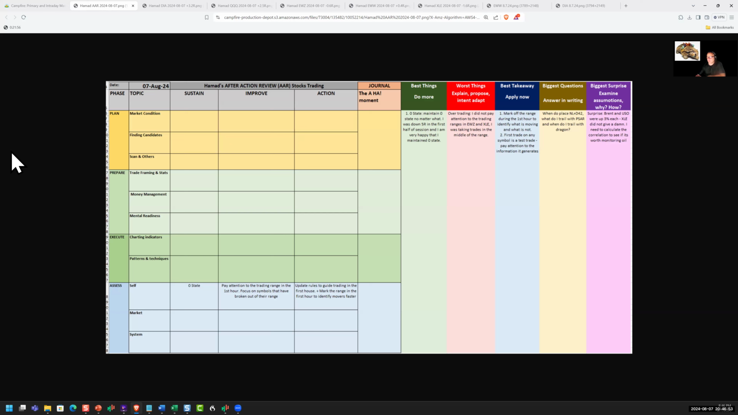Hamad. A strength was maintaining the zero state. He probably did some overtrading, learning the idea of marking off the range of what happens in the first hour to identify the movers. The first trade on any symbol is a test trade. Pay attention to what information it provides. Still working on when to go to no lose plus 2, when to trail with the PSAR, when to trail with the dragon.